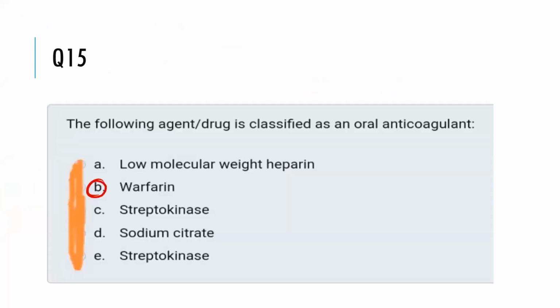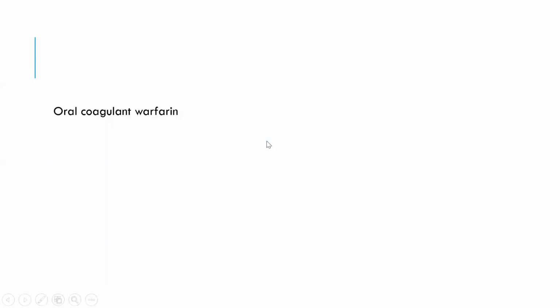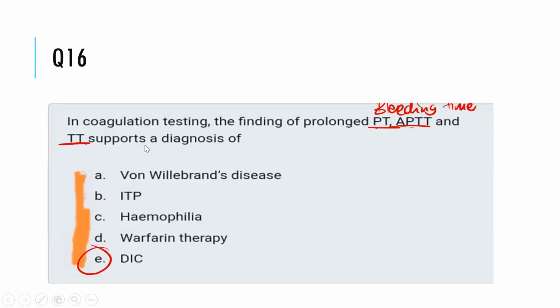Then for the next question, the following agent or drug is classified as an oral anticoagulant. Remember, for oral anticoagulants, the only one that is used right now is warfarin. Heparin is not oral. Then for question 16, in coagulation testing, the finding of prolonged prothrombin time, APTT, and TT supports a diagnosis of.